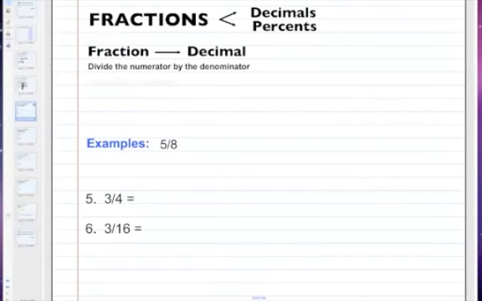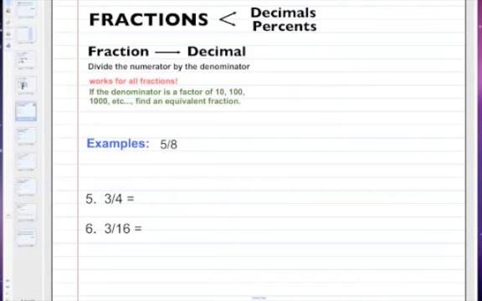This will work for any kind of fraction, but it's important to note that if the denominator is a power of 10, such as 10, 100, 1,000, it's easier to find an equivalent fraction since those are decimal places. I'll demonstrate, though, dividing the numerator by the denominator.